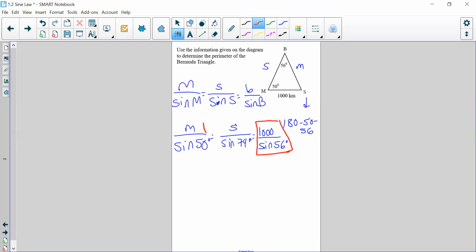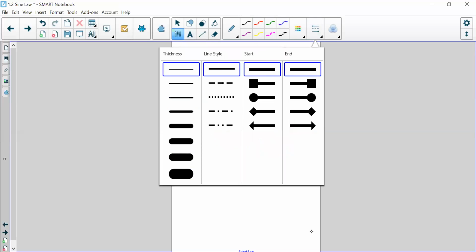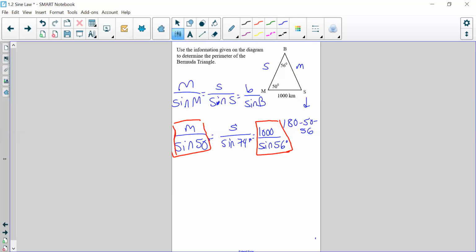I think I'll just find side M first here. So I'm just going to grab this other part of my formula and ignore the S part for now. I'm just going to rewrite it with just two pieces. We'll use the third in a minute. M over sine 50 equals 1,000 over sine of 56.